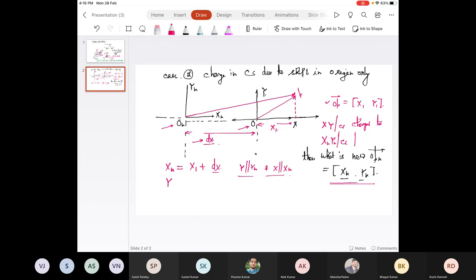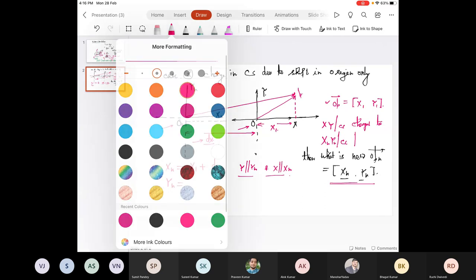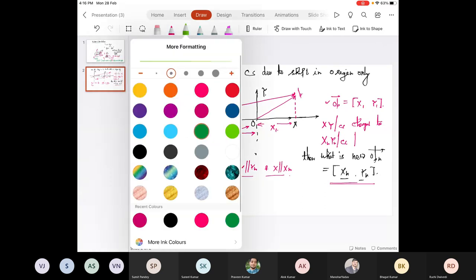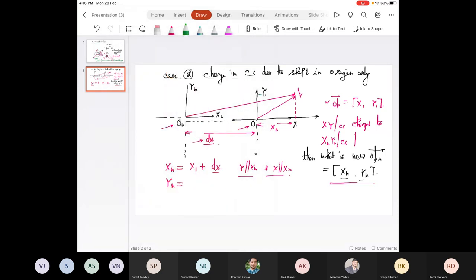Similarly, YN, it means you project it on the y axis. So this length is, what is this length? O on the y axis in the xy coordinate system, what will be this length? Who will tell me?